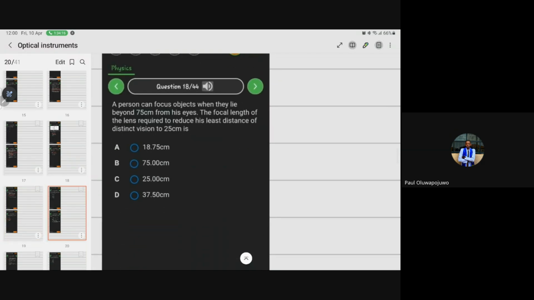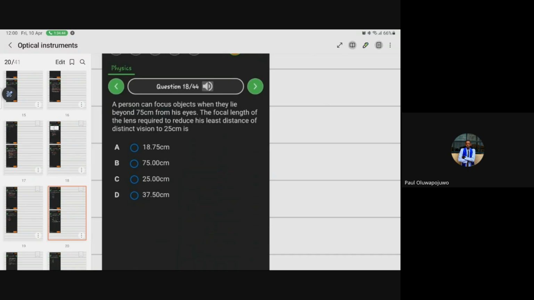A person can focus objects when they lie, are we together now? When they lie beyond what? 75 cm from his eyes. So now, if that person can focus, what do you think is happening to this person? Long-sightedness, which means that person cannot see things that are close, isn't it?